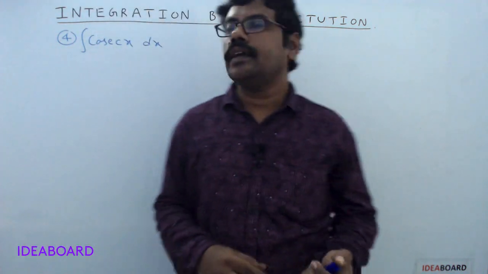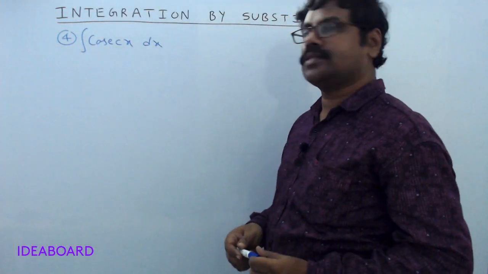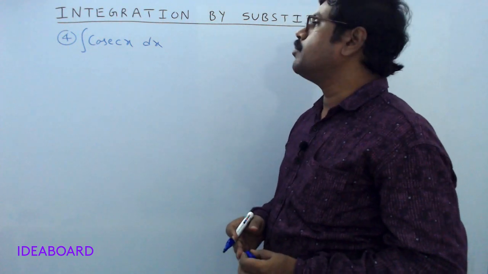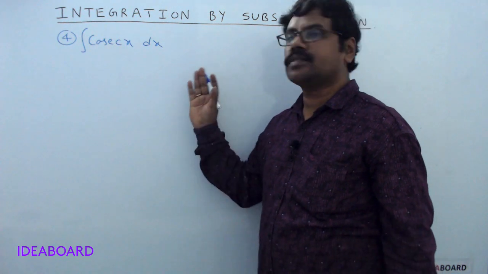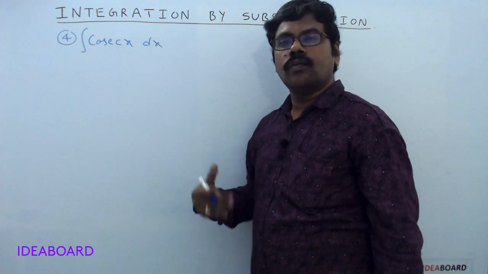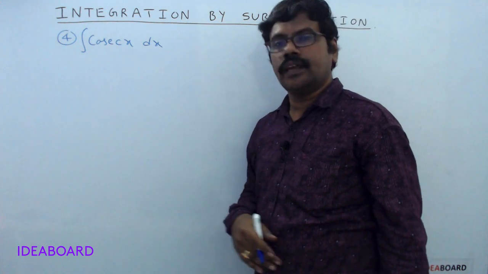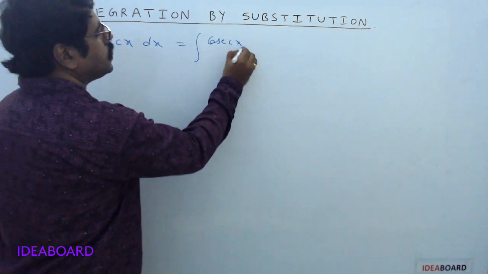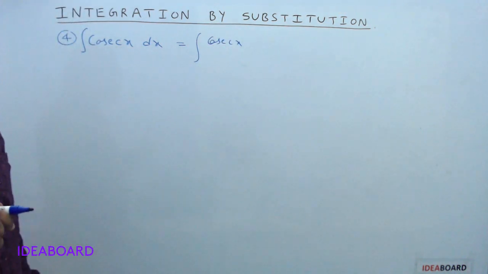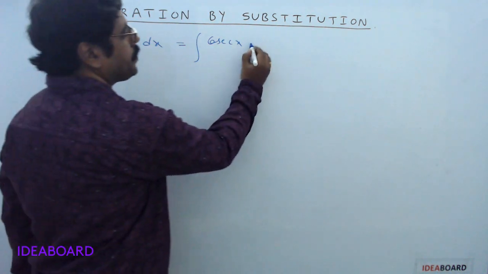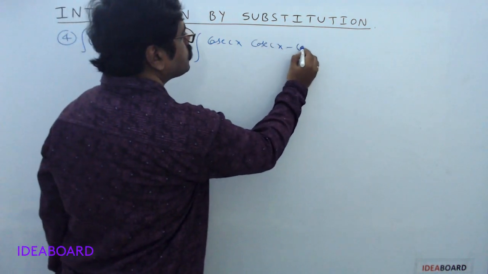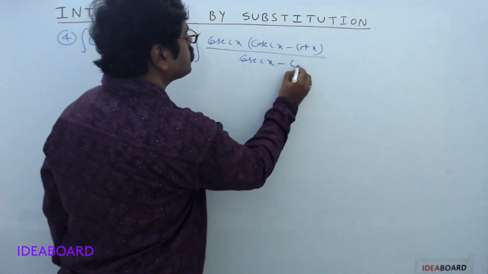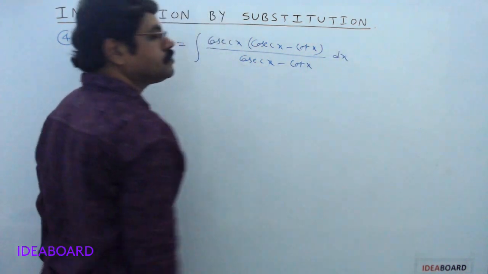Now come to the next one, integral cosecant x dx. We can find this formula by the manipulation method, that is by multiplying and dividing this integrand with cosecant x minus cot x, and we will get the solution very easily. That is integral cosecant x, multiplying and dividing with cosecant x minus cot x, that is cosecant x minus cot x divided by cosecant x minus cot x dx.